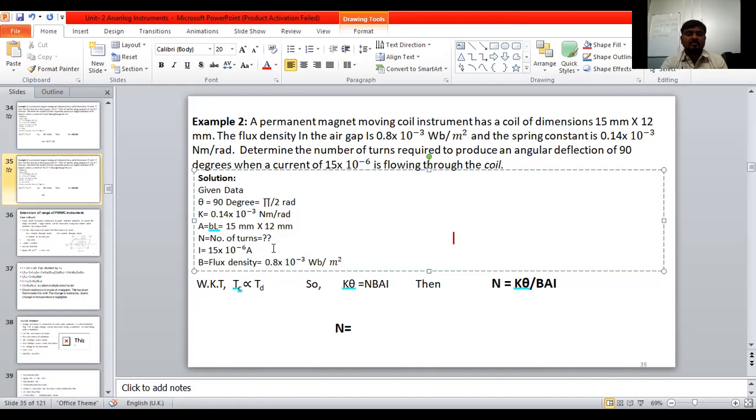See, the same answer has come for me. 101,810. Okay, correct. Who got 10 to the power of plus 6? Yes, sir. Yours is the correct answer then. 101.8 into 10 to the power of 6 is the correct answer. So 1, 2, 3, 4, 5, 6 correct.